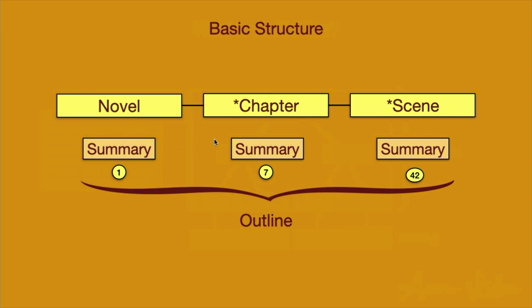Our novel will have 7 chapters, each one having one summary. Each chapter will have 6 scenes, so the number of scene summaries will be 7 times 6, that is 42. So our outline will consist of 50 summaries.